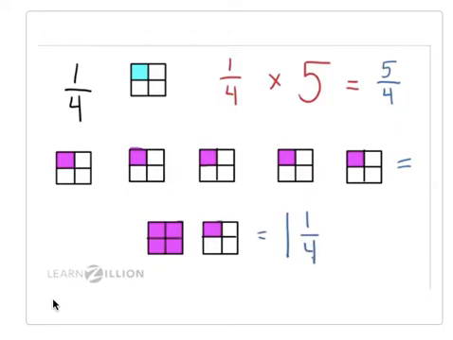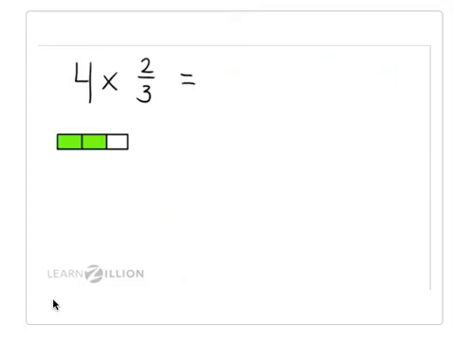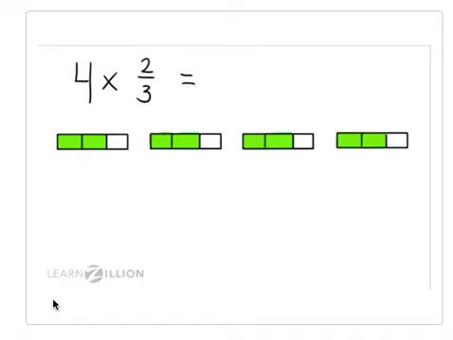Let's see how this works in another problem. 4 times 2/3. Here's our fraction 2/3. If we are multiplying it times 4, we would have 4 visual models like this. 1, 2, 3, 4. Here's our fraction of 2/3 multiplied 4 times. So you can see that in our visual models, the denominator is still going to be 3. That will stay the same.